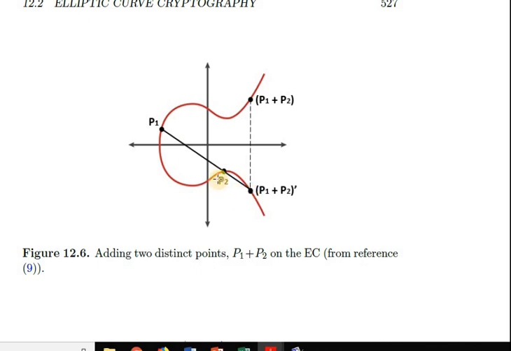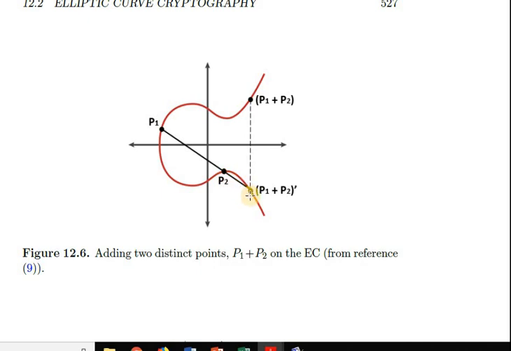Now, someone might ask, why isn't the third root imaginary? Well, I'll let you think about that, but it's based on the fact that a cubic equation can't have just one imaginary root. So that's going to guarantee that this line is going to give me a third real solution when I intersect it with the elliptic curve. All right. So again, we're taking P1 and P2, take the intersection with the elliptic curve.